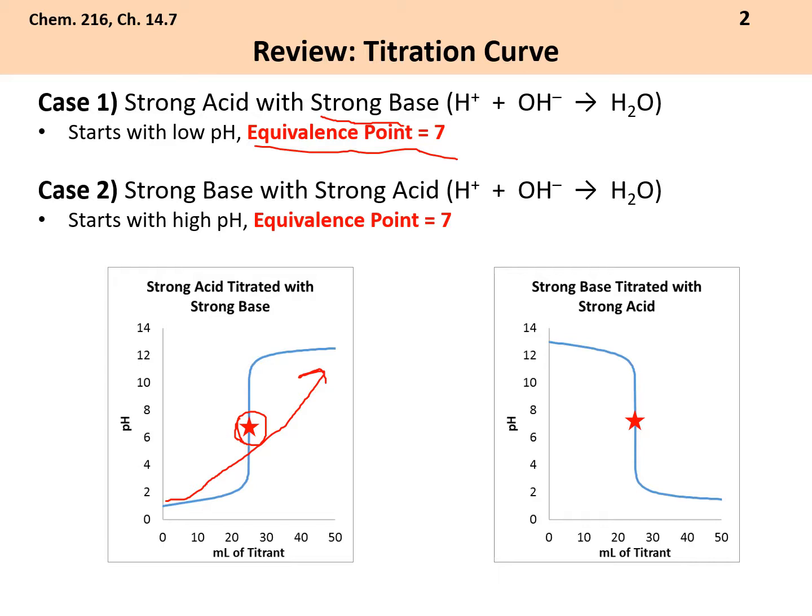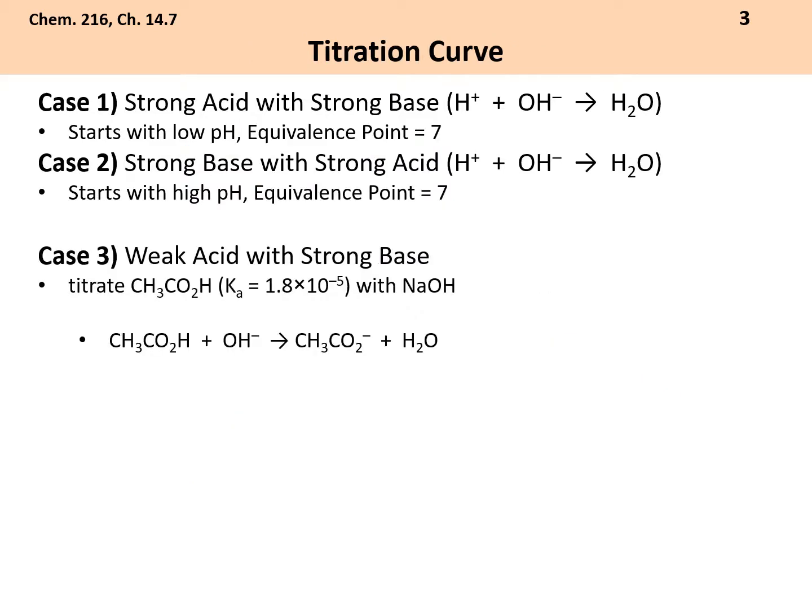If instead I have a strong base and I add strong acid, so my strong base is the analyte, and my strong acid is my titrant, what happens? In this case, I start at high pH because it's base, and then I add in acid so it decreases. Again, we have the equivalence point where moles of acid equals moles of base. All right, now let's go on to case number 3.